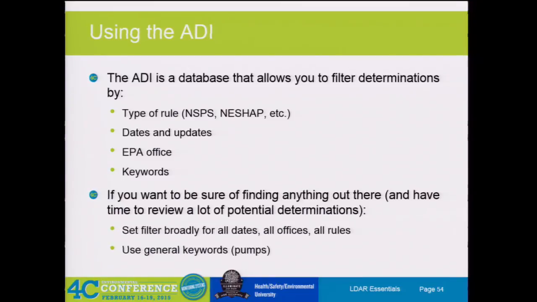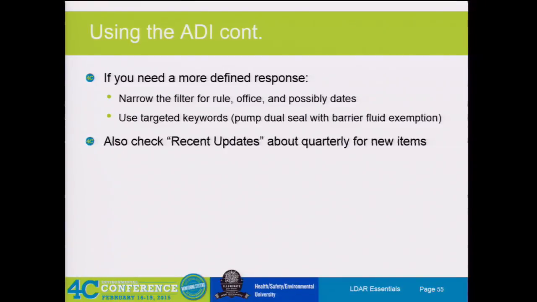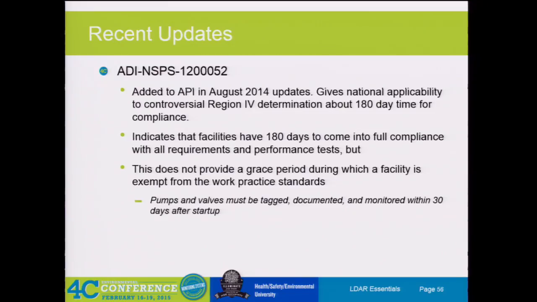So I guess the ADI database allows you to filter determinations by the type, the dates, the EPA office, and keywords. So it's basically a search engine database you can go through on the website there and find things out. Let's see here, more stuff on it. If you need a more definitive response, narrow the filter for rules, offices, and possible dates. Targeted keywords such as pump, dual seals, and all that. So just talking about how to use their database.